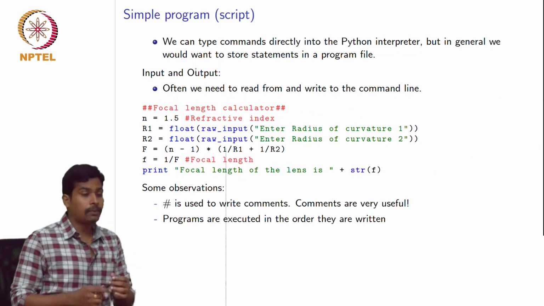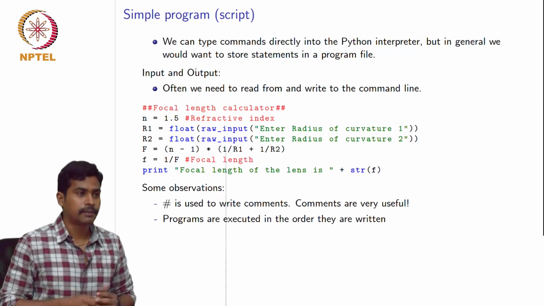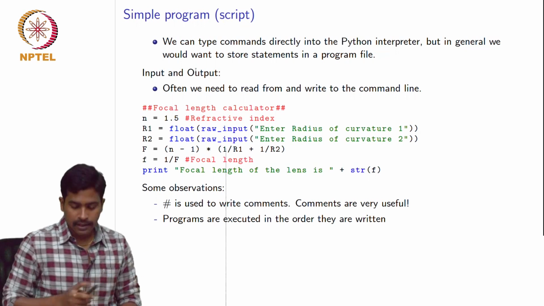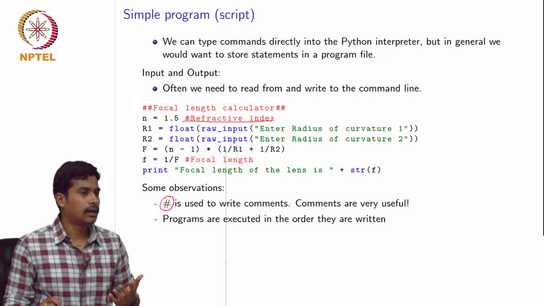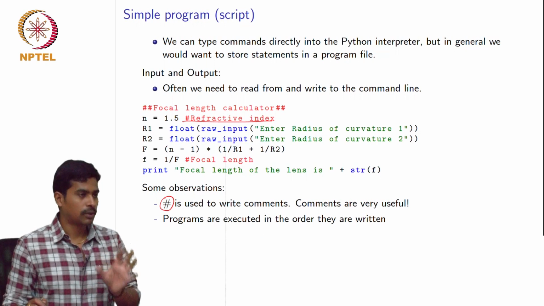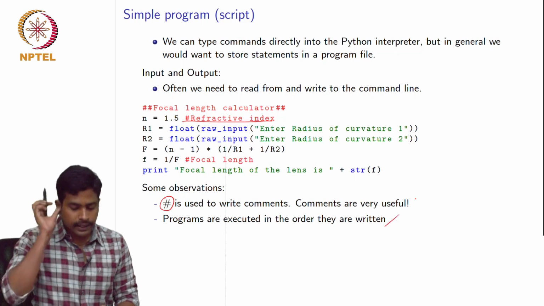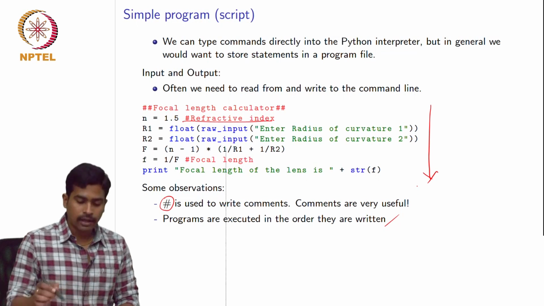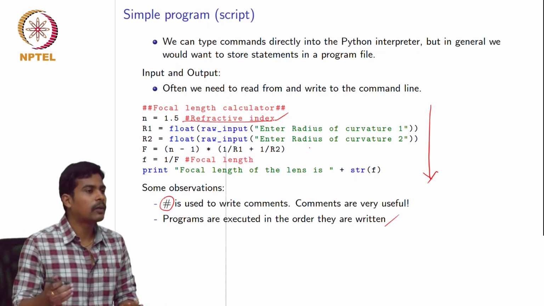Yeah. So I hope you all understood how we write a simple program and how it runs in Python. These are the observations that I want you to make at this point. As I have said before, this hash symbol is used to write comments. This is very useful when you are looking at your programs after a few weeks or months, as you will know what each line of your program is doing. Another thing is that the program is executing in the order that we have written. It is not executing the first line and then jumping to the third line; it is just executing one line after another.